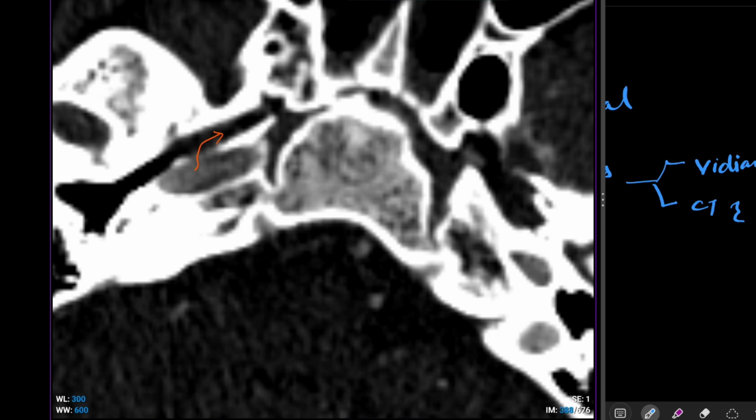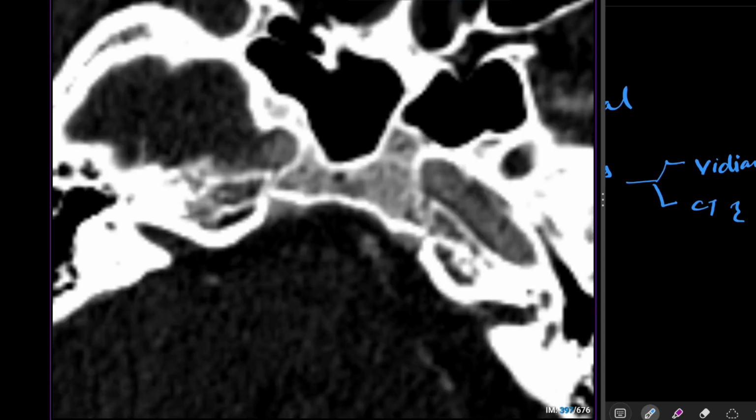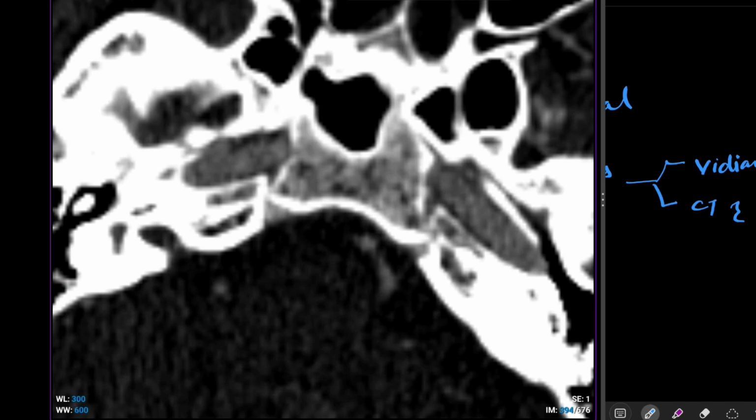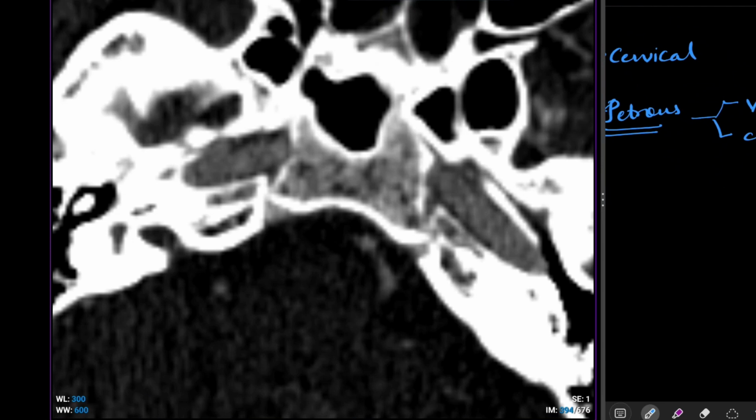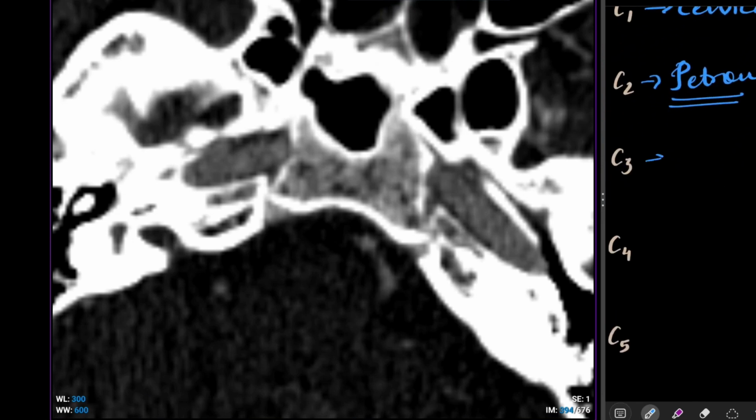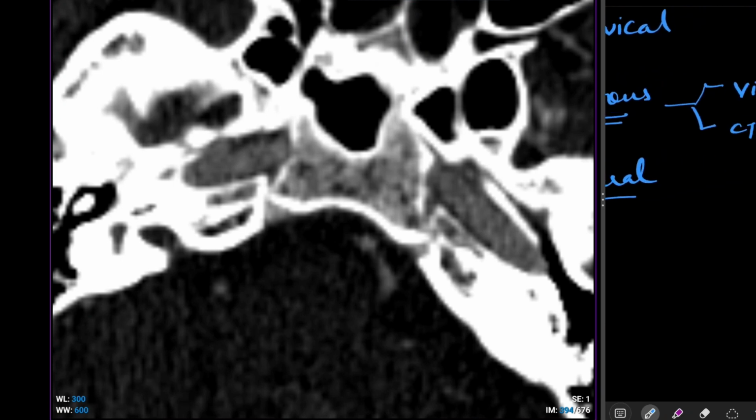However, if we scroll more cranially, we can see the internal carotid artery in the carotid canal entering into the foramen lacerum, which is the third part, the lacerum part. As we all know, since it is an odd segment, it does not produce any major branches as such.